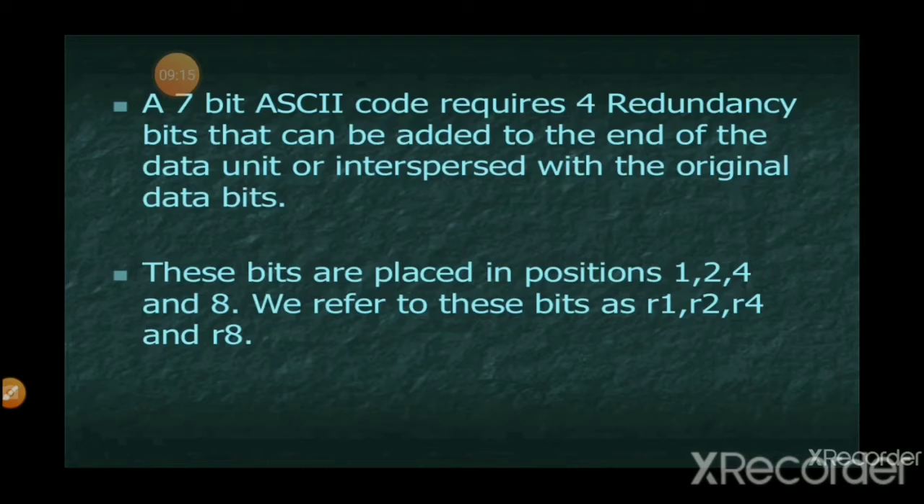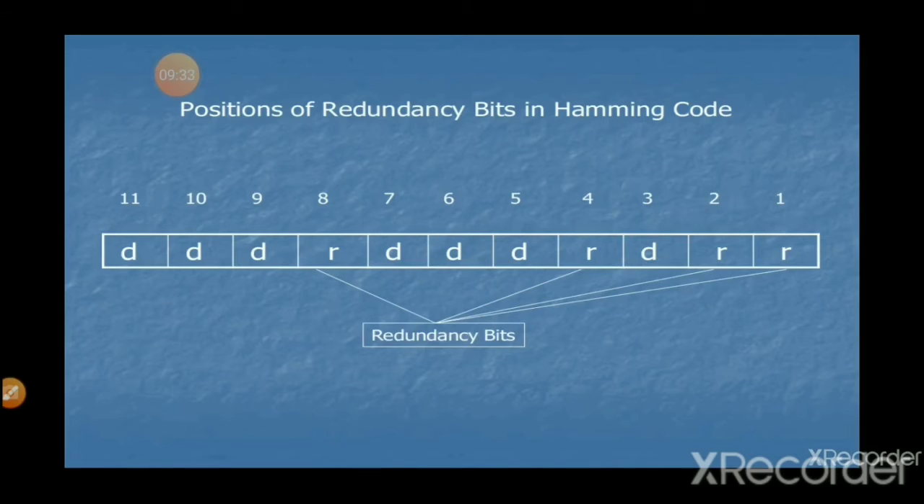that can be added to the end of the data unit or interspersed with the original data bits. These bits are placed in positions 1, 2, 4 and 8. We refer to these bits as R1, R2, R4 and R8. Position of redundancy bits in Hamming code is shown in the figure below. Redundancy bits.